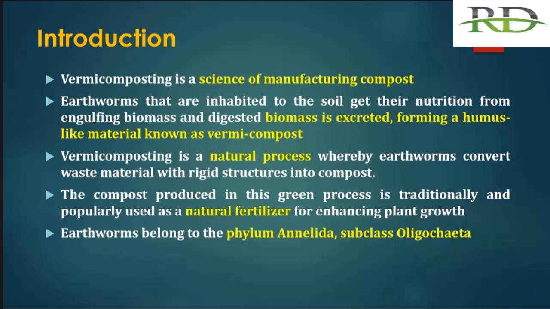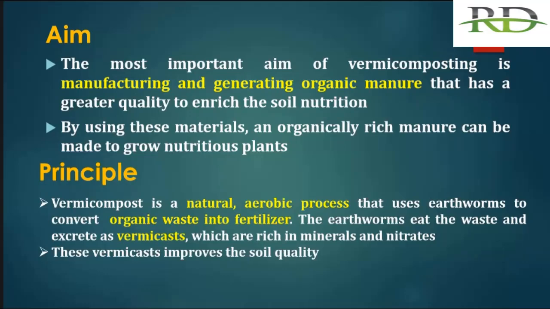The aim of vermicomposting is manufacturing and generating organic manure of great quality to enrich the soil nutrients. By using these materials, an organically rich manure is made to grow nutritious plants. The first and foremost principle is that vermicomposting is a natural and aerobic process, that means in the presence of oxygen, using earthworms to convert organic waste into natural fertilizers.